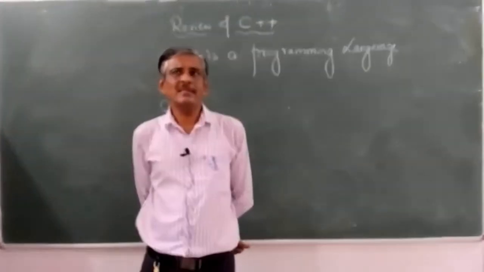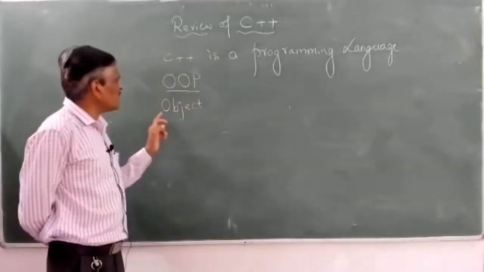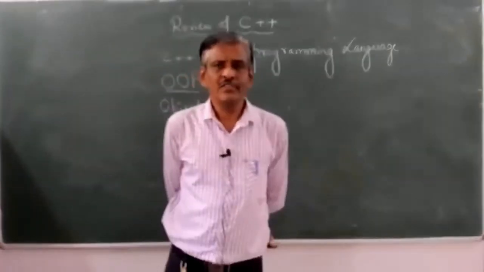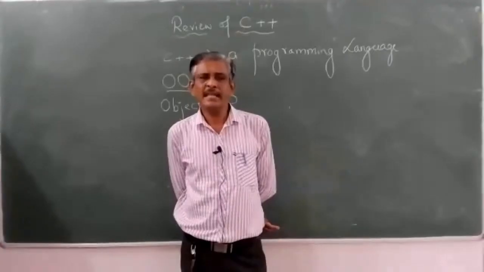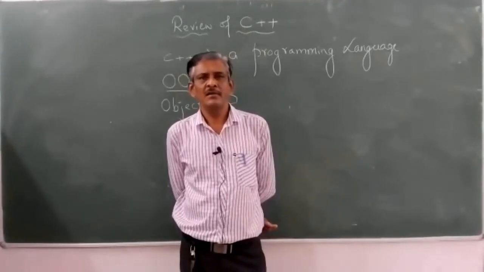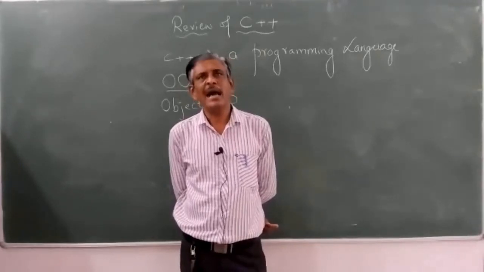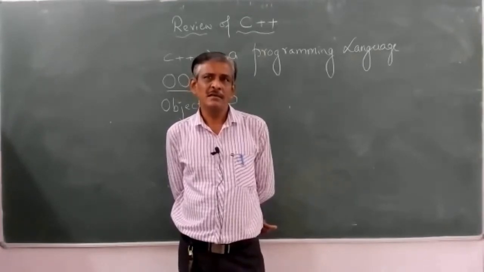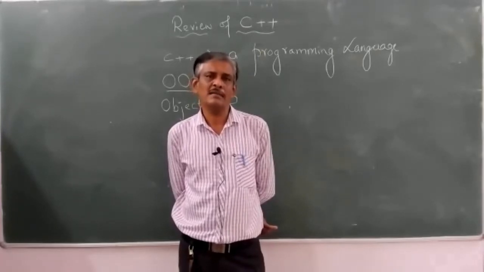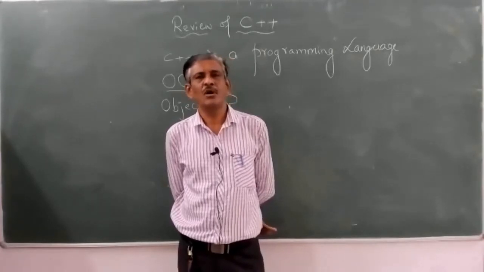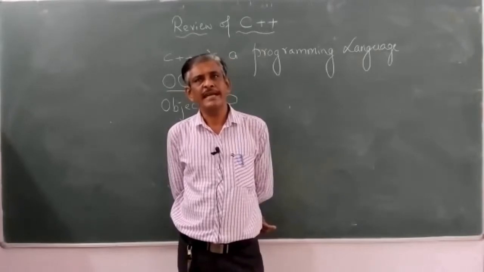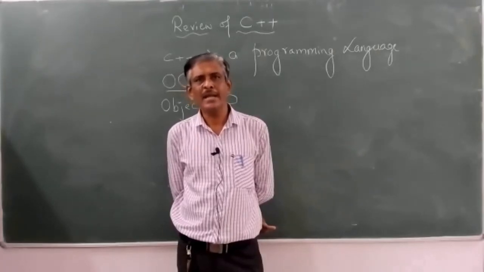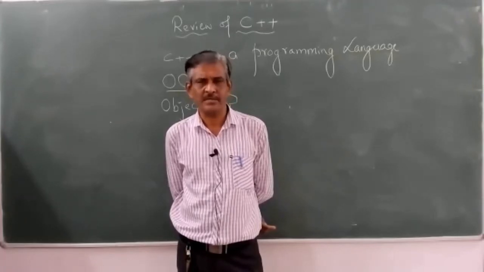Once you understand that the importance is given to the object, what is an object? The definition for object: a combination of data and the functions which can be operated on that data, combined into a single unit, is called an object. I'll repeat. Object is a combination of data and the functions which are used to operate on that data, combined into a single unit.